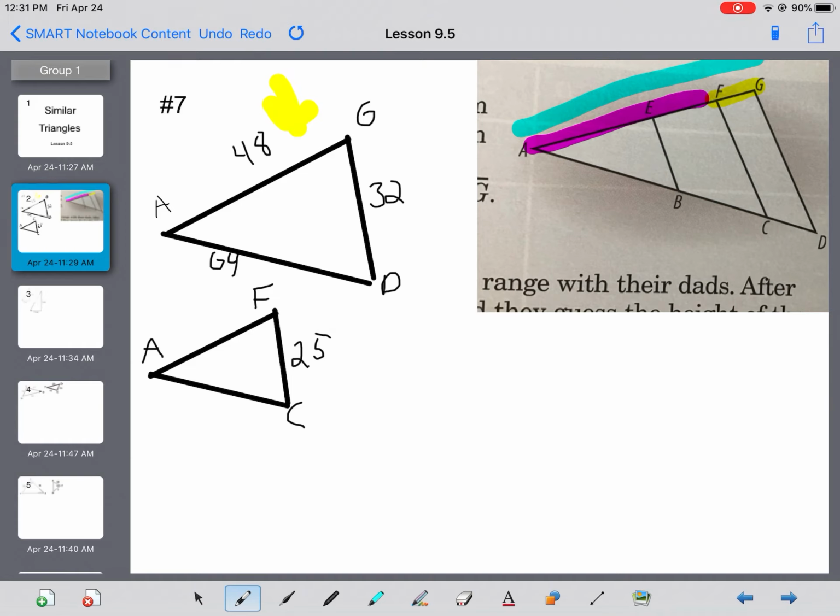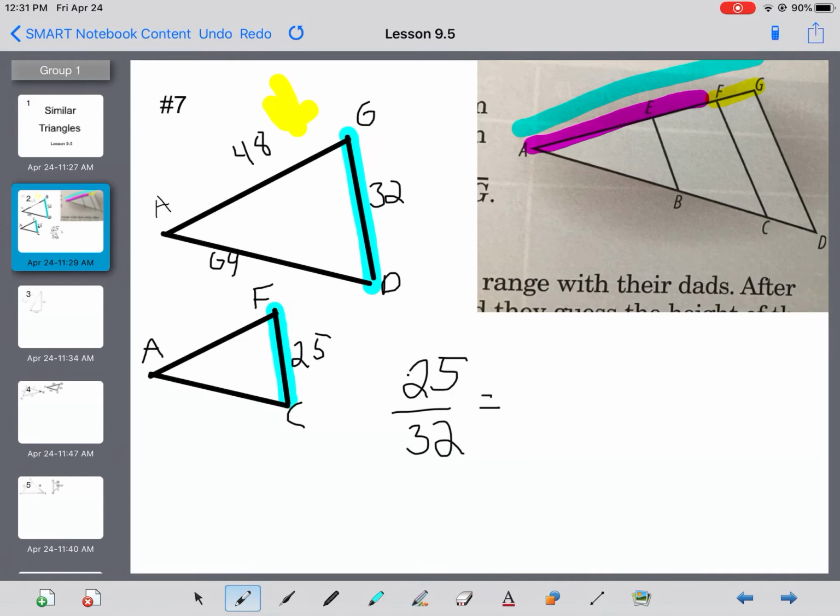In order to find what A to F is, I'm going to look for corresponding sides, because remember, your sides always need to be corresponding in order for this to work. So 25 and 32 are corresponding sides. I'm going to set these up as a proportion. So I get 25 to 32 is my proportion.